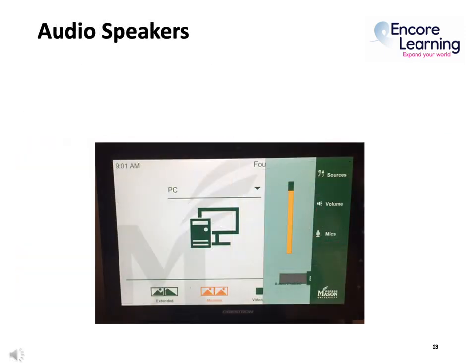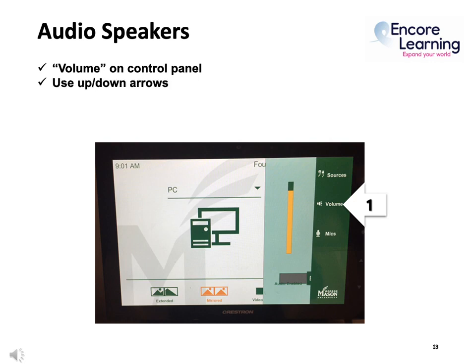An additional classroom setup step is to use the speaker volume control on the Crestron control panel. This procedure is not for microphone volume, but for room speakers volume. Tap volume on the control panel, arrow 1. Use up and down arrows to raise or lower the general volume level shown by the thermometer icon. To mute sound, tap audio enabled. To unmute, tap audio disabled, arrow 2.